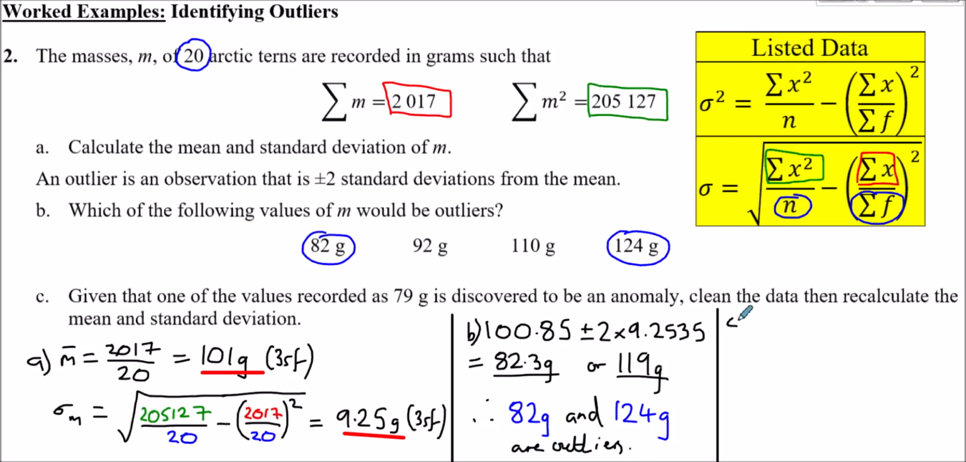In part C, it says that one of these values is 79 grams and it's discovered to be an anomaly. So what we need to do here is to clean the data. So we need to remember what clean means. Clean means remove. To clean dirt, you remove dirt. So we're going to clean this 79 gram bird from the data. So this is going to affect these values as well. And so we need to think about what the new data would look like. So what would the new cleaned data be?